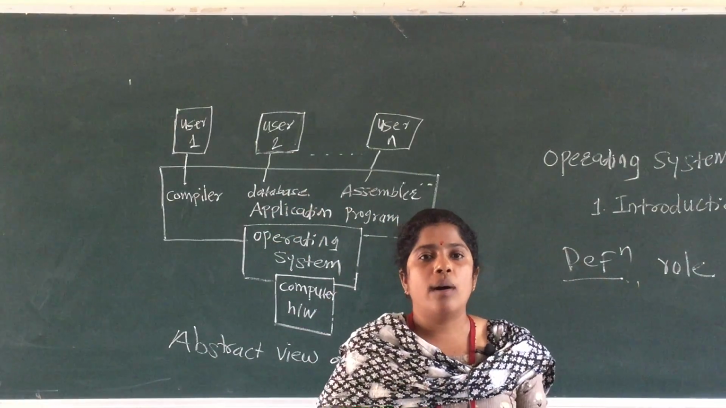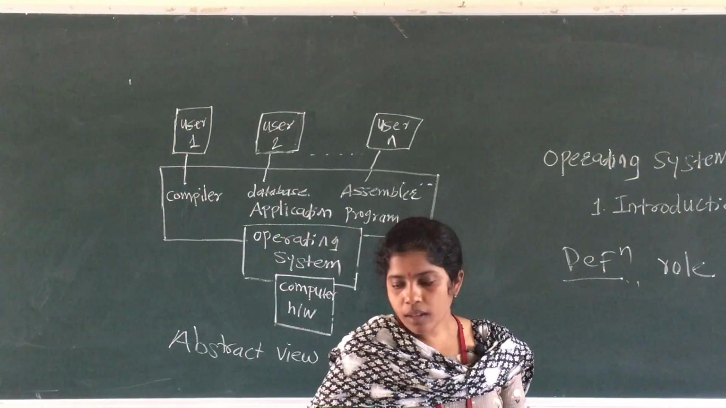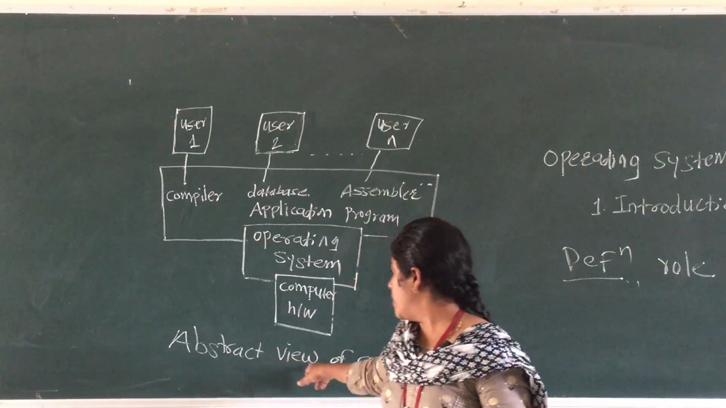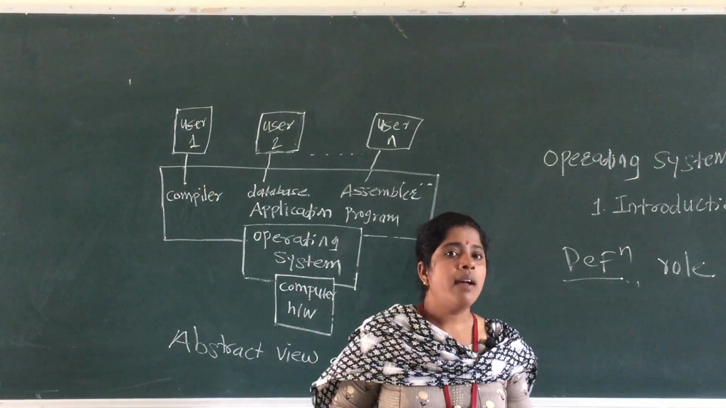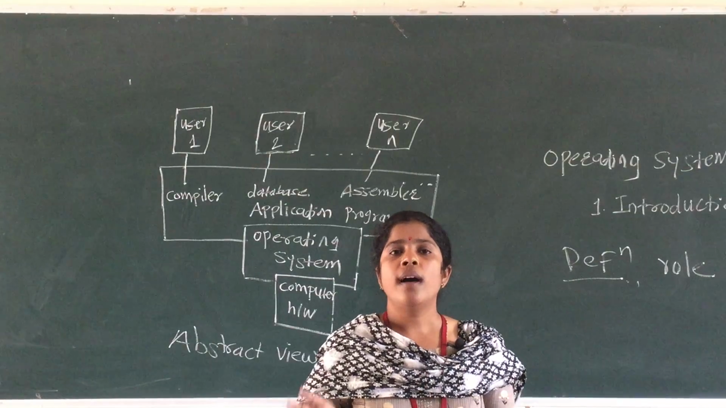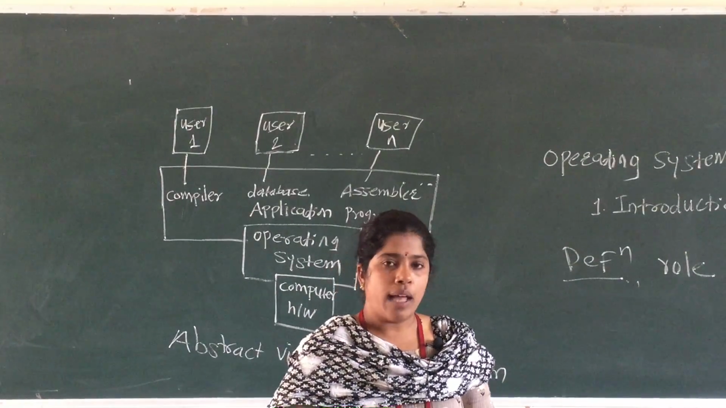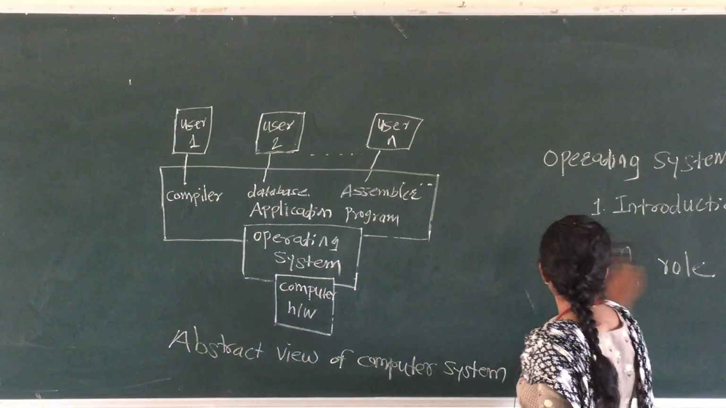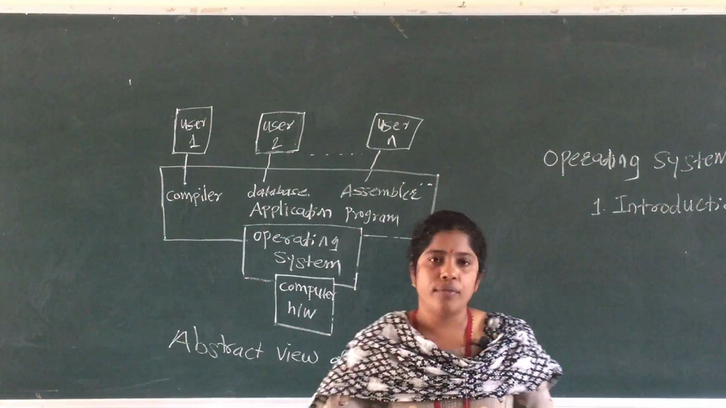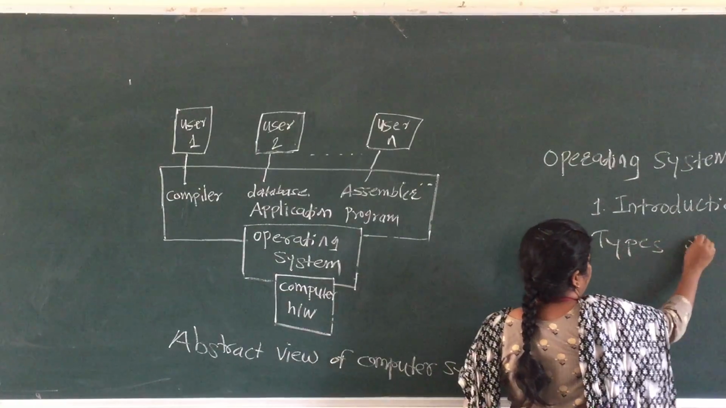So this is all about the basics of the operating system: the definition, the abstract view of the computer system, and the role of the operating system from the user's point of view as well as from the system's point of view. Now we are going to study the next topic, the different types of operating systems.